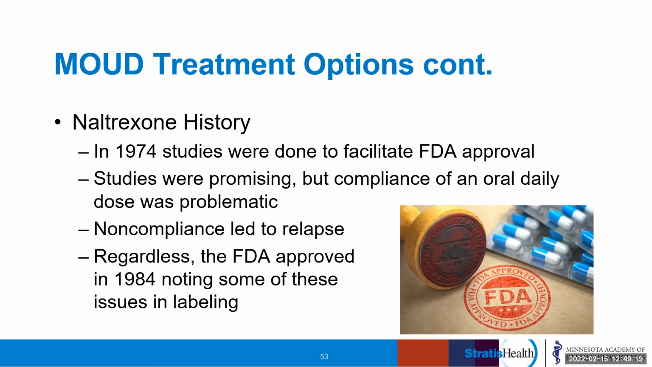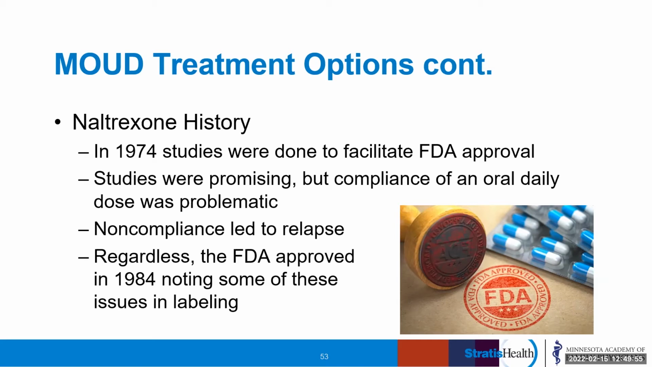And the studies were very promising if you took the medicine. For those of you who have prescribed it orally, for instance for alcohol use disorder, it works great when patients take it. But this study was done on a group of patients with opioid use disorder, and frequently they would just not take it, and then they would take an opioid. So there was a significant amount of noncompliance and a lot of relapse. The FDA didn't approve it until 1984, and in the labeling did spend some time talking about how compliance really limited its success.